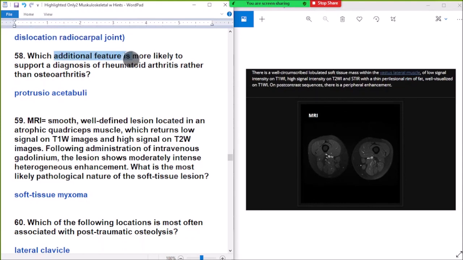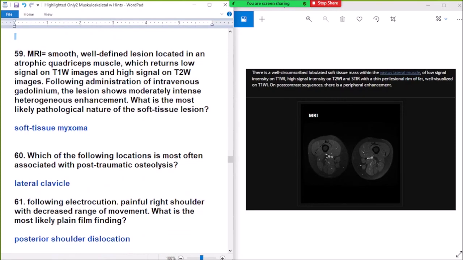Question 58. Which radiographic feature is more likely to support a diagnosis of rheumatoid arthritis rather than osteoarthritis? Protrusio acetabuli.